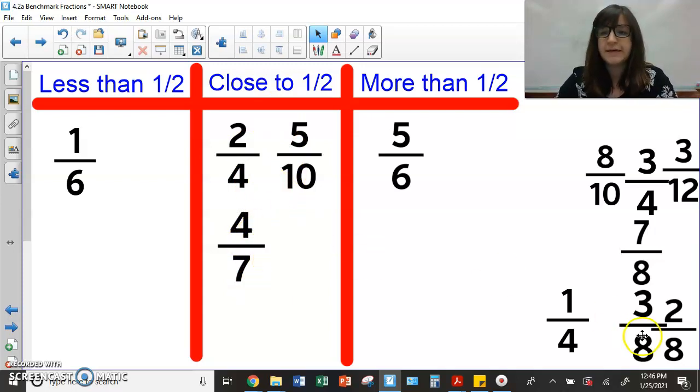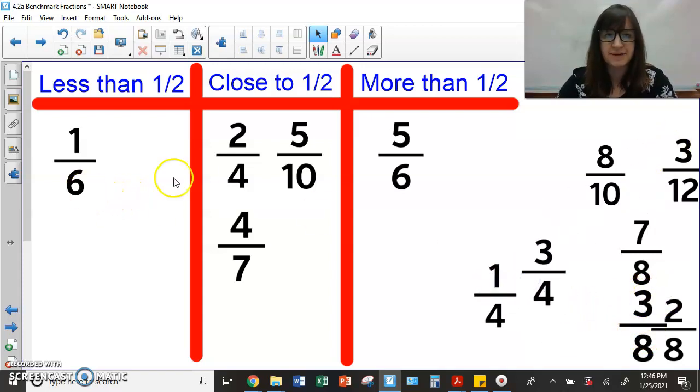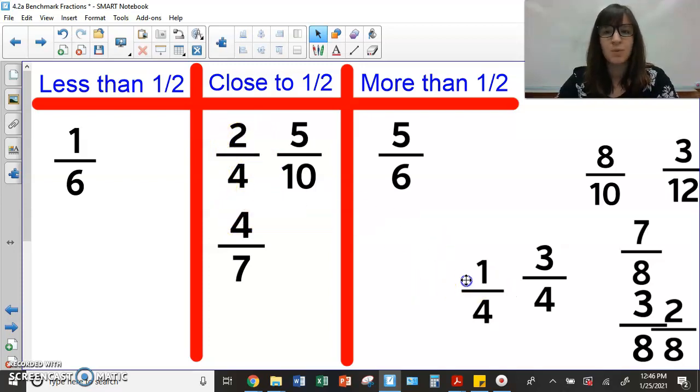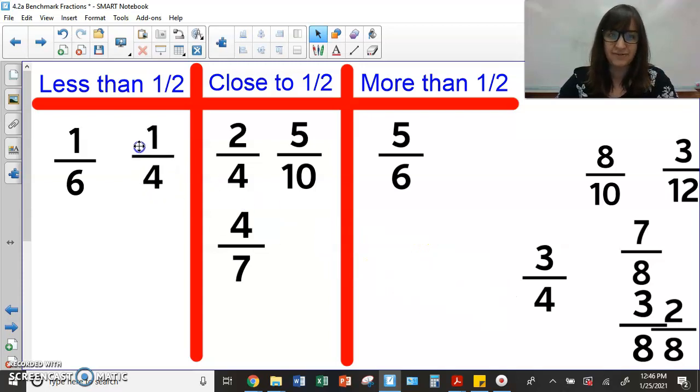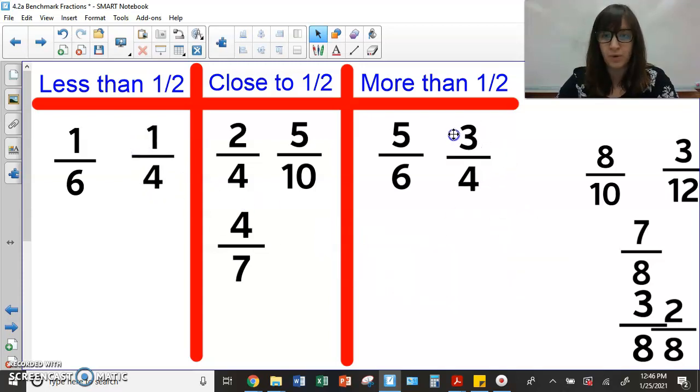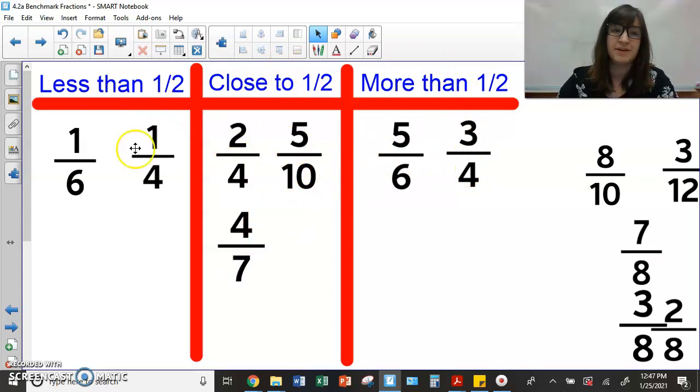Now, I have 1/4 and 3/4. Okay, so just like I looked at my 6, I'm going to look at my 1/4 and my 3/4. Okay, I know that 2/4 is equivalent to 1/2. Okay, so that means that 1 out of 4 is less than 1/2, and 3 out of 4 is more than 1/2. Okay, so I would now be able to compare 3/4 to 5/10 or 4/7 because I know these are close to 1/2, but this one is more. And I'd be able to compare 1/4 to these other fractions because I know what category it falls in.